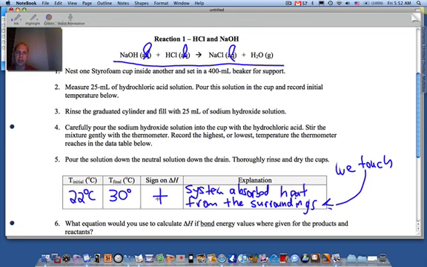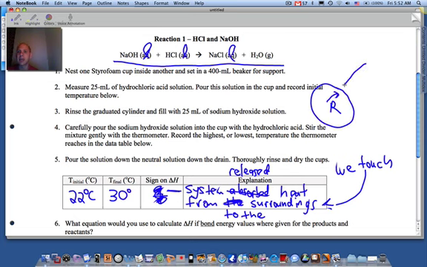I totally screwed this one up. This should be a negative. Sorry about that. Hopefully you caught me. The system releases heat to the surroundings. And if we touch the surroundings, we feel heat. So it's exothermic. Here's the reaction. Here's the surroundings. It was releasing heat. And there's our thermometer. So that's going to go up. Good job, Mr. M.